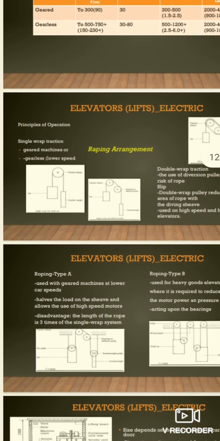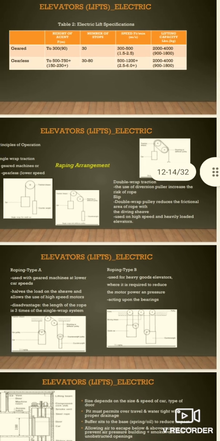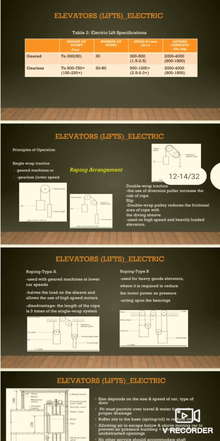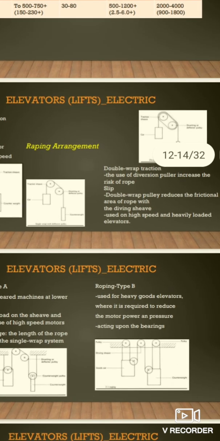Elevators, lift electric. Principles of operations: single wrap traction, geared machines, or gearless, lower speed. Wrapping arrangements. So we are on the double wrap traction. The use of diversion pulley increases the risk of rope slip. Double wrap pulley reduces the frictional area of rope with the driving sheave, used on high speed and heavily loaded elevators.